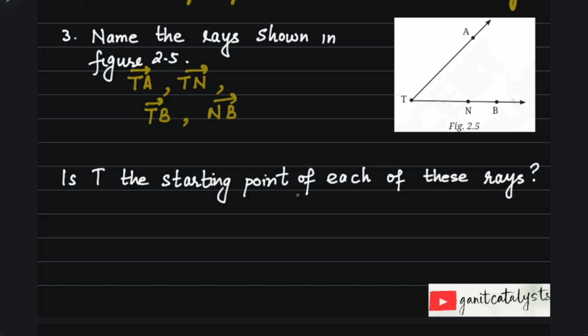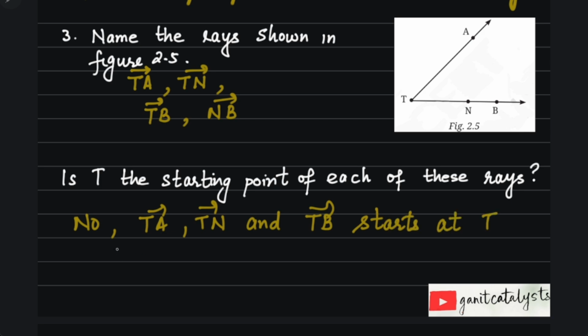Is T the starting point of each of these rays? No, because TA, TN, and TB start at T, but ray NB starts at the initial point N.